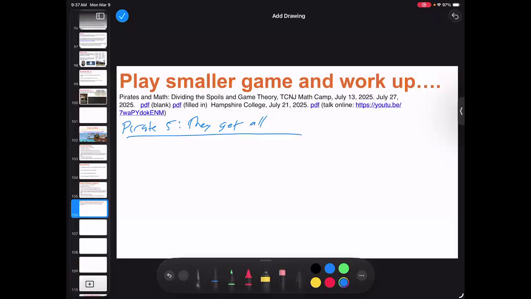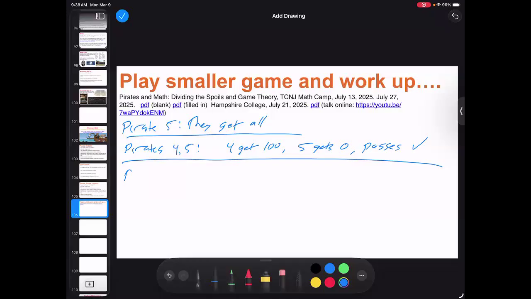So now let's say we have pirates 4 and 5. What happens? 4 proposes: 4 gets 100, 5 gets 0. If 5 votes no, it doesn't work, because you only need 50%. So it passes, right?